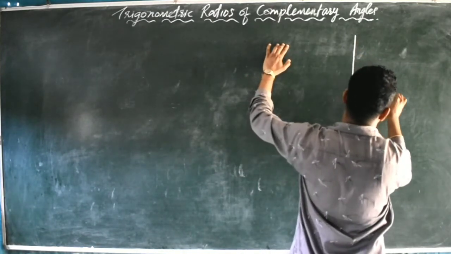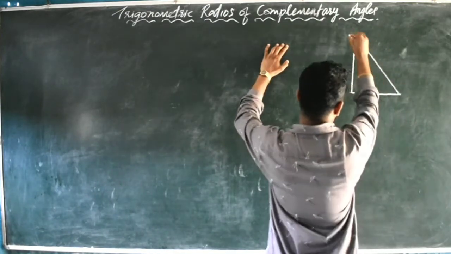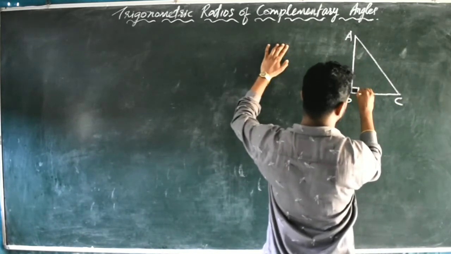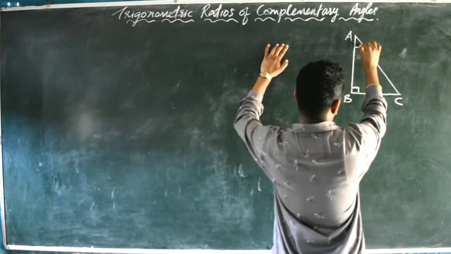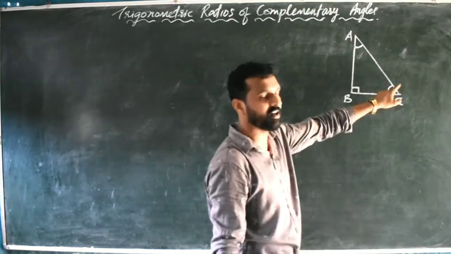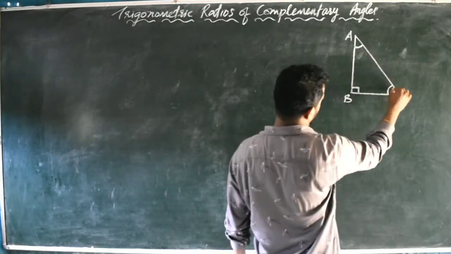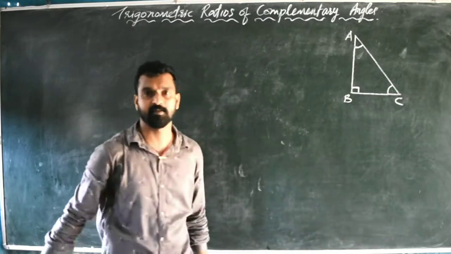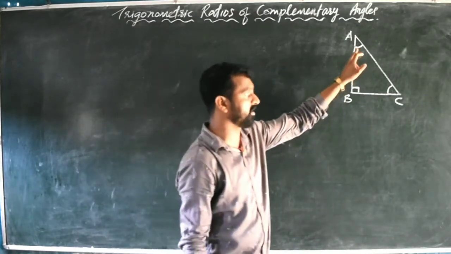First, we will consider a right angled triangle ABC, right angled at B. Then angle A and angle C are complementary angles. That means the sum of these two angles is 90 degrees. 90 plus 90 is equal to 180 degrees, that is the sum of the three angles of a triangle. The sum of the three angles of a triangle is equal to 180 degrees.